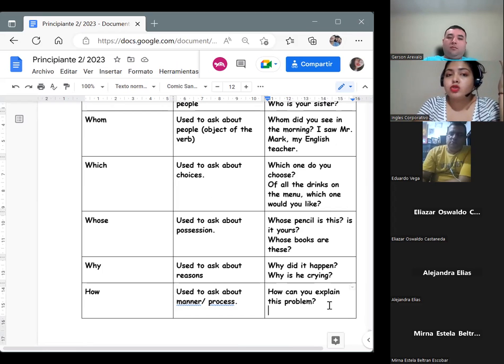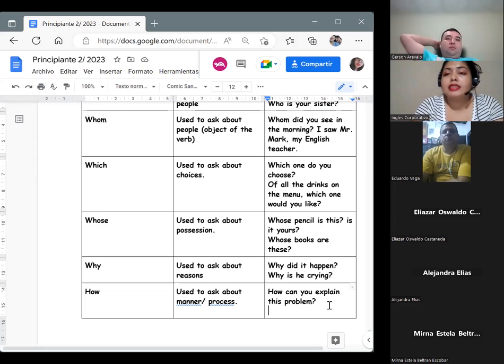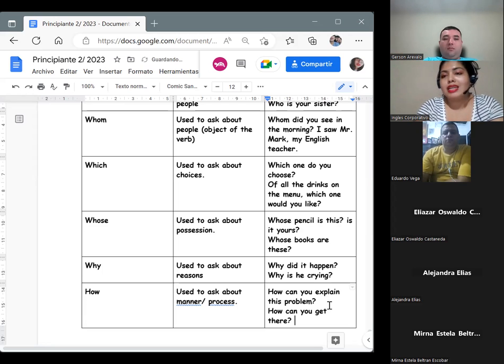And we have a process to complete the problem or to solve the problem. So that is why we are using how. Explaining the steps to complete or to solve that situation. And the last one, how can you get there? ¿Cómo pueden llegar ahí? Aquí estamos hablando de direcciones.